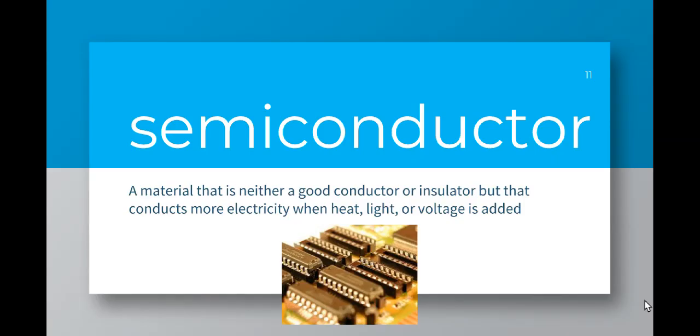And semiconductor. This is a material that is neither a good conductor or insulator, but that conducts more electricity when heat, light, or voltage is added. So I know you talked about insulators and conductors for your circuits unit in science. So think of a semiconductor. If you're not sure, go ahead and do a little bit of research and on your homework, write an example of a semiconductor.